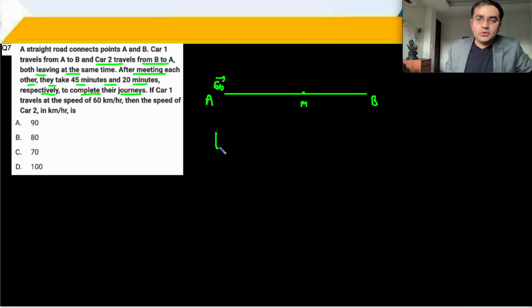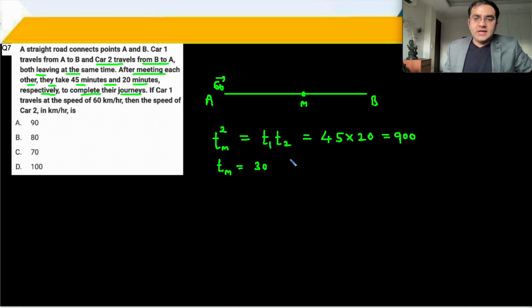So for this, we know that there is a formula that exists, so you don't need to derive it, that the time of meeting square is equal to T1 into T2. What are T1 and T2? T1 and T2 is basically the time taken after crossing. Okay? After meeting each other, they take 45 and 20 minutes respectively. So one car takes 45 minutes and the other car takes 20 minutes after crossing to finish the journey. That becomes a total of 900. So the time of meeting now becomes 30. The time of meeting is 30 minutes.